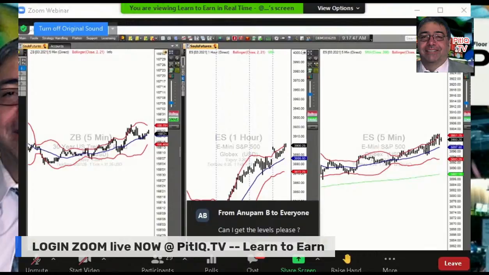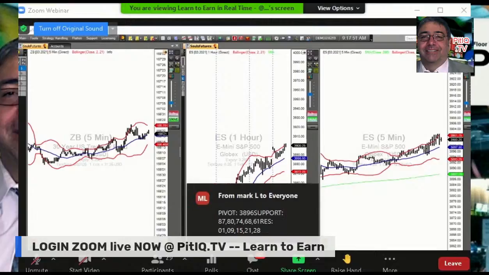Sure. Can we repeat the levels in the chat box area for those of you who might have missed it? If you look at the chat box area, they are there.